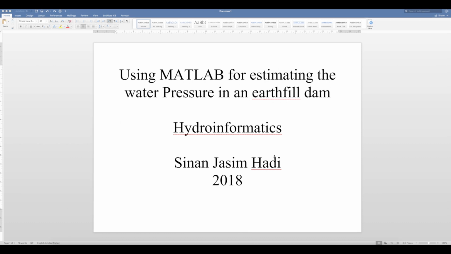Bismillah ar-Rahman ar-Rahim. In this video, I'll try to explain how to use Matlab for estimating the water pressure in an earthfill dam. We will estimate the water pressure as a function of lags of that water pressure, and also a function of the water level at the reservoir. We will use ANN at the first step, and then in the next video we will also use multivariate linear regression.